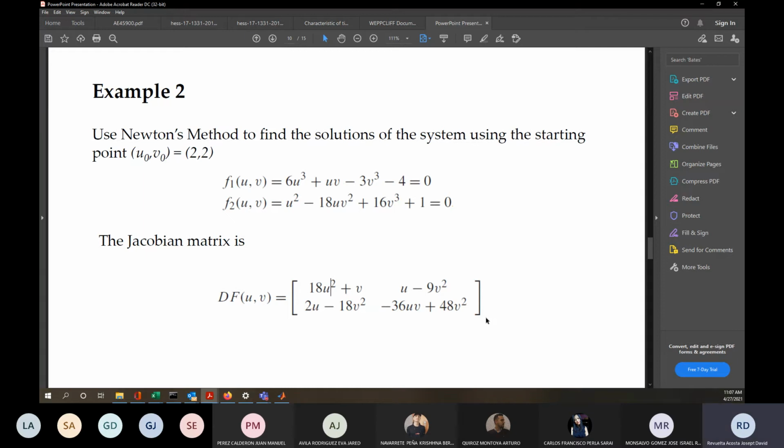Ok, so Bernardo, Montoya, Eva y Esperanza. Bernardo, ¿me vas a dar el 18U cuadrada más B? Me dio 74. Montoya, ¿me vas a dar el U menos 9B cuadrada? Me dio menos 34. Eva, ¿me tienes que dar el 2U menos 18B cuadrada? Menos 68. Okay. Y por último, Tolentino Esperanza, me tienes que dar el menos 36V más 48V cuadrada. 48. Ok.